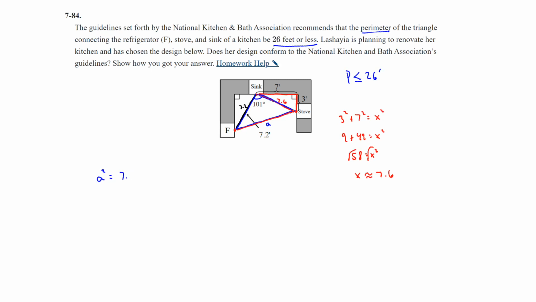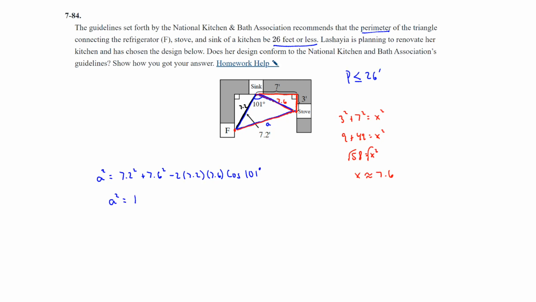So that's 7.2 squared plus 7.6 squared minus 2 times those same two side lengths. I don't know why I keep writing 7.5. 7.2, 7.6, and then cosine of the angle opposite that you're looking for, which is 101 degrees. So plug that whole thing into the calculator, and then we can take the square root to see what that distance of A is.